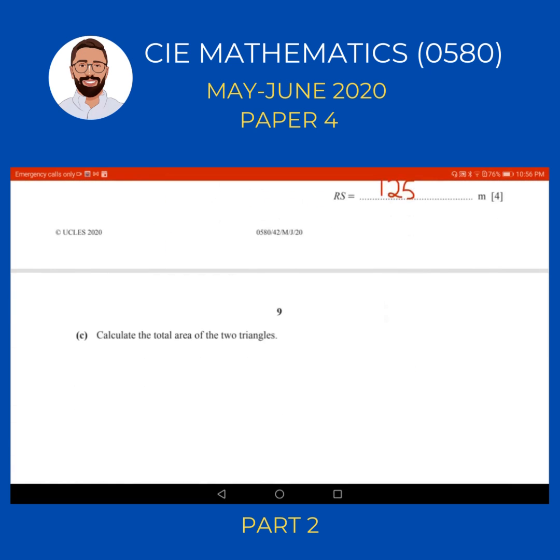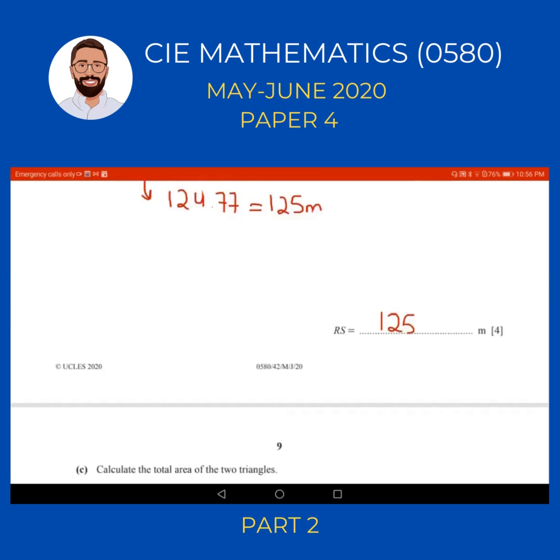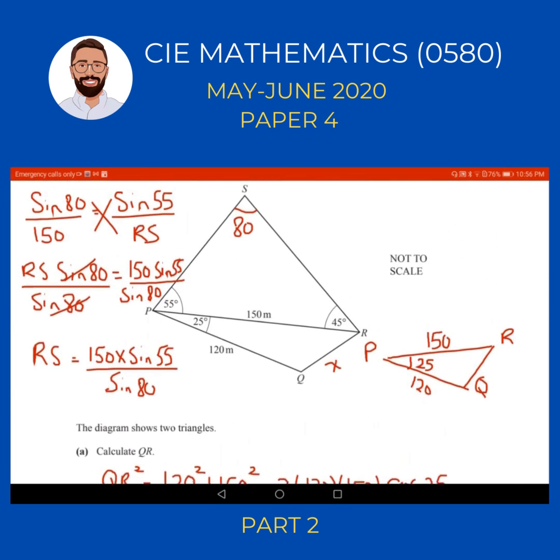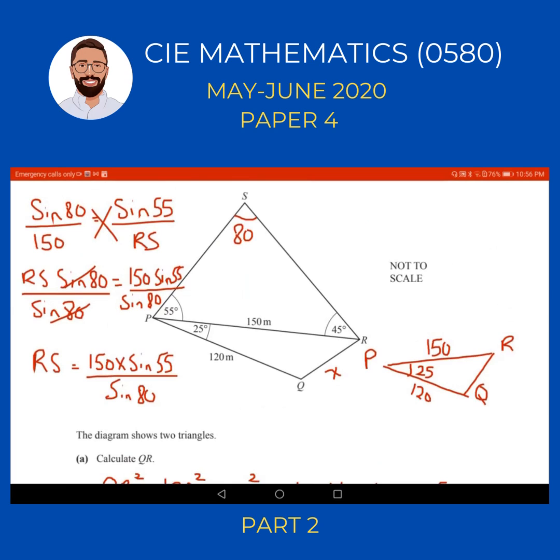Now in part C, we need to find the total area of the two triangles. To find the total area, I need to find the area of triangle PQR, and then find the area of the triangle PRS and add them up together. So how can I find the area of the triangle PQR? I'm given two sides and an angle in between, so I need to use the formula, which is half times A times B times sine C.